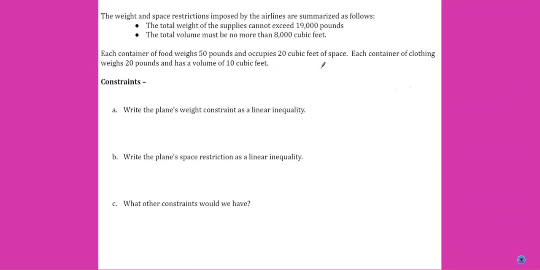Now you might be saying that that's a lot of information and a lot of numbers, but we're going to break it down piece by piece. So what we're going to end up writing are called constraints. These are our restrictions, and they are written as inequalities.